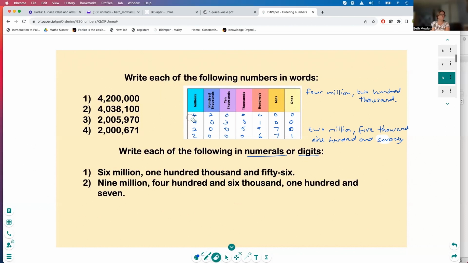So what I'm just going to do is rub these numbers out so we can use this table because I didn't make the table big enough. And I want you to think about where would each number go? So we've got 6 million. Well, that's going to go in the million column. 100,000. Well, that's going to be in the 100,000 column. And 56. Well, 50 is the tens. 6. So then any other gaps we're going to fill in with zeros.